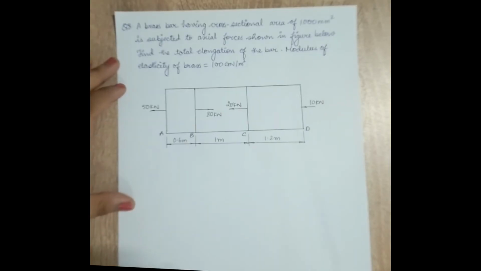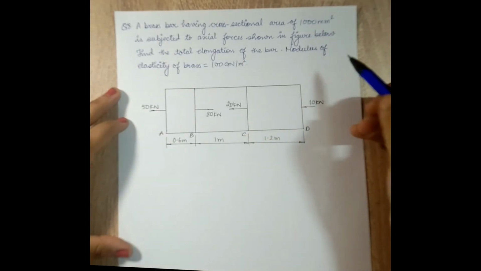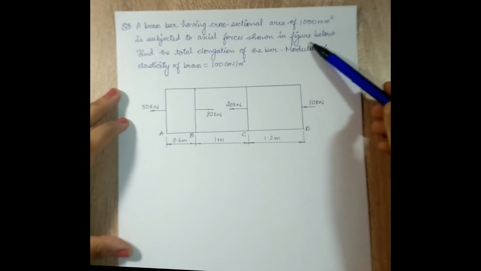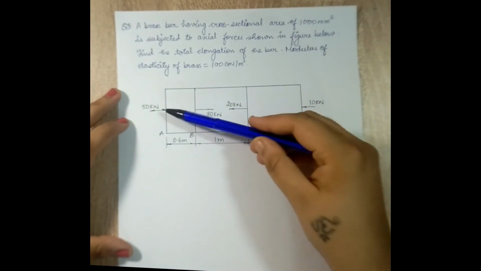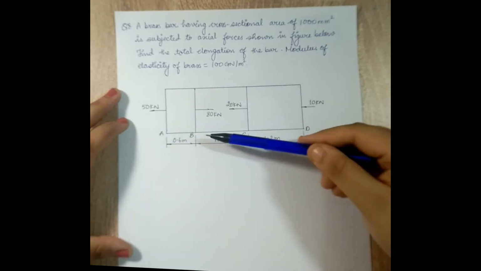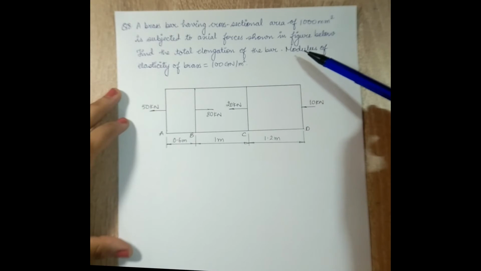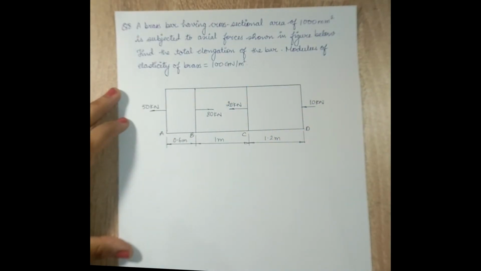Now let's take up another problem. A brass bar having cross-sectional area of 1000 mm square is subjected to axial forces shown in the figure below. As you can see this figure, this is a brass bar. There are loads at various junctions A, B, C, D. Find the total elongation of the bar. Modulus of elasticity of brass is given as 100 giganewton per meter square.